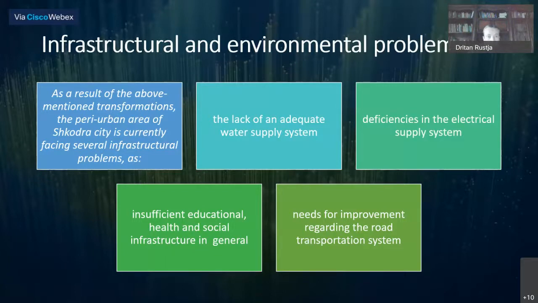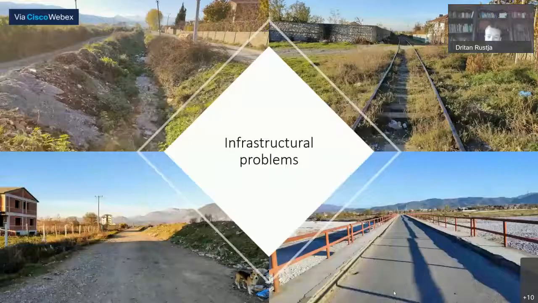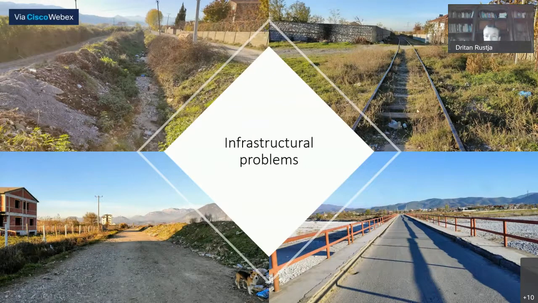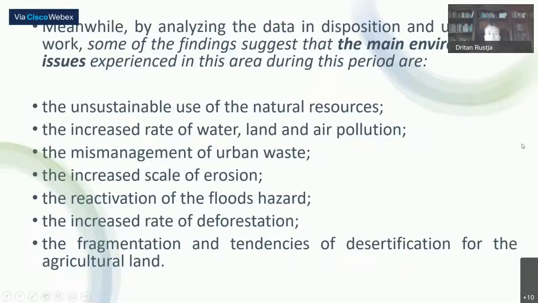In the photos you can see some of these infrastructural problems. Here we have a bridge that needs to be reconstructed for sure over the Kir River. Here is the existing railway that connects Tirana with Montenegro and passes through this area, which now is used just for merchandise transportation, and the road network system that needs improving. There have been some investments in this regard, but problems continue to exist.